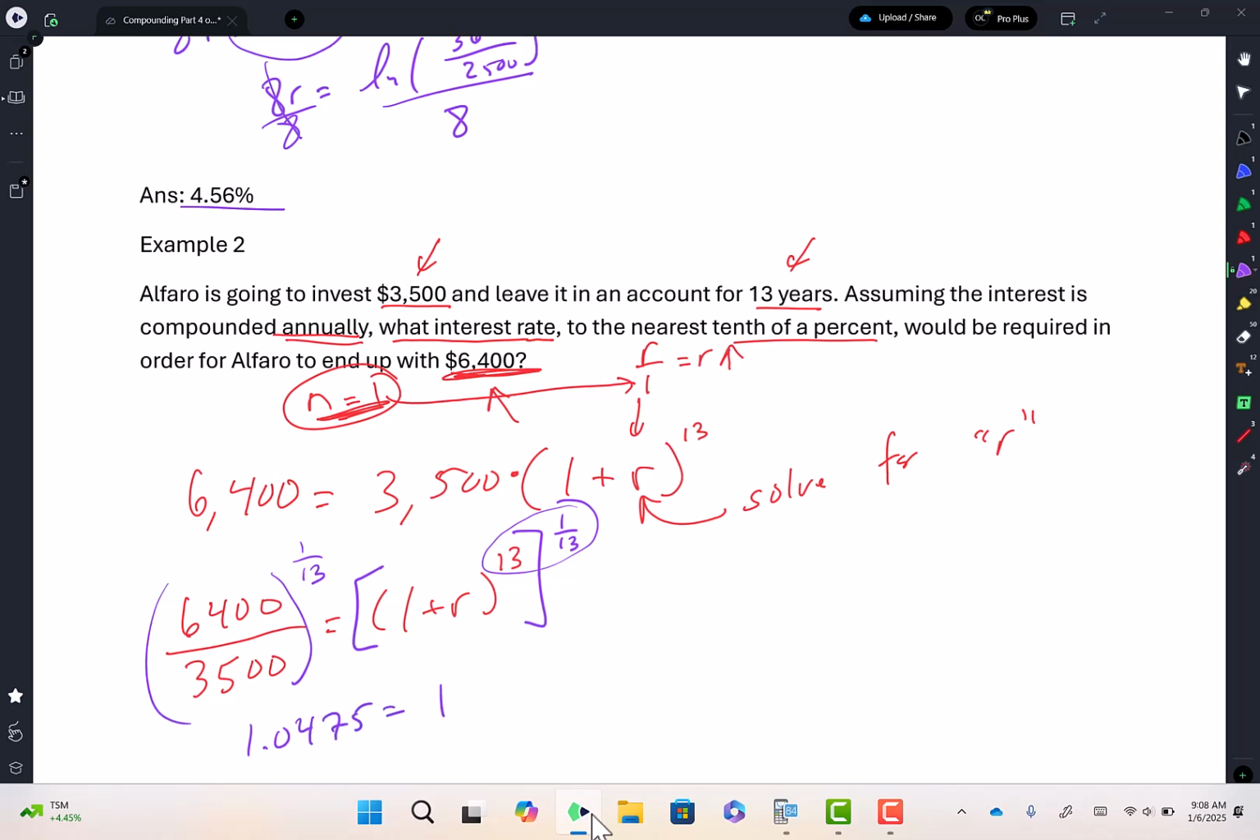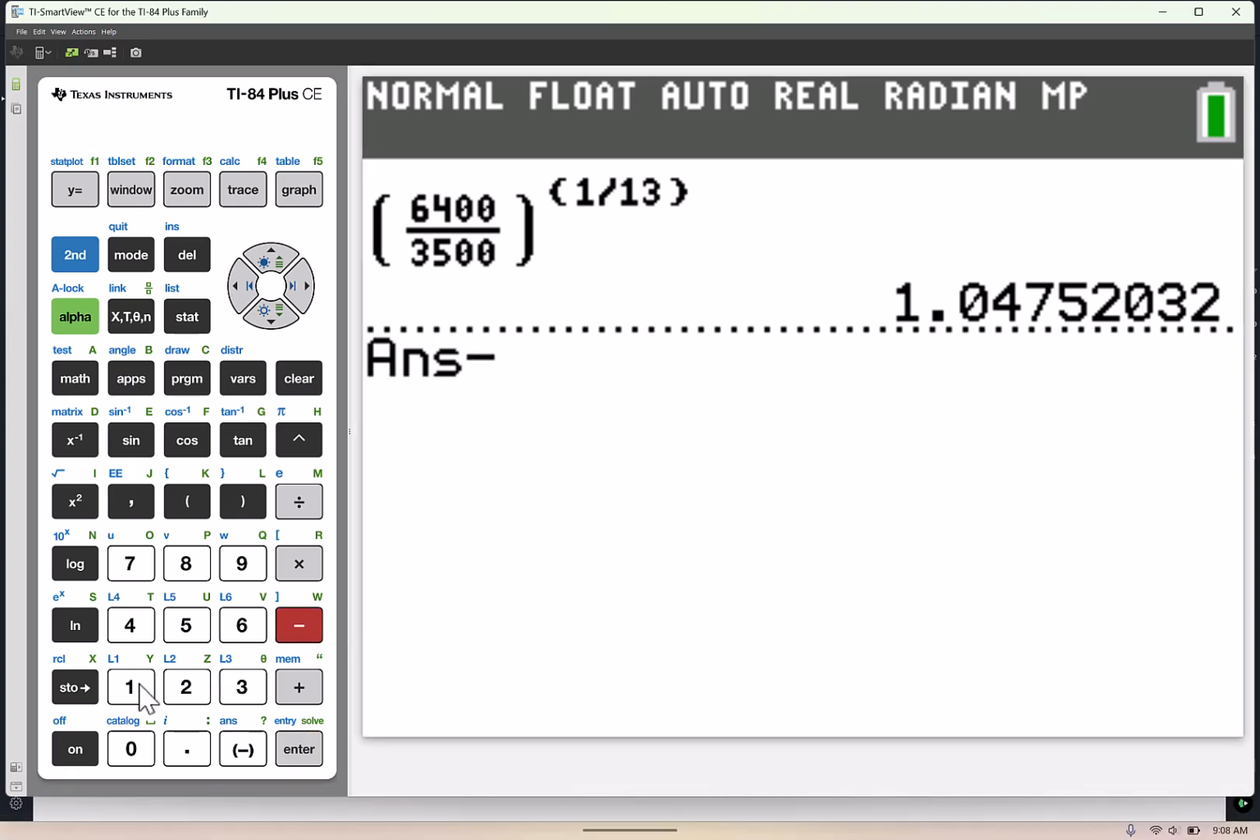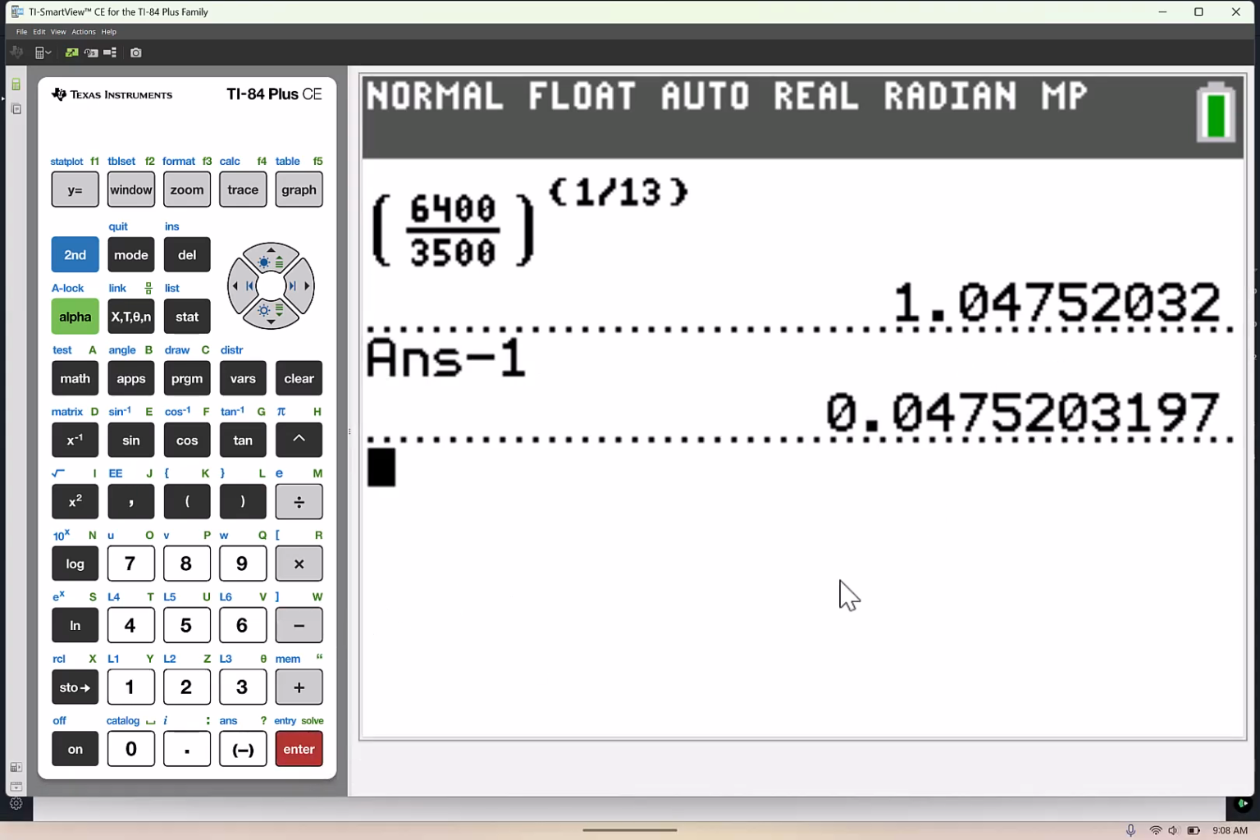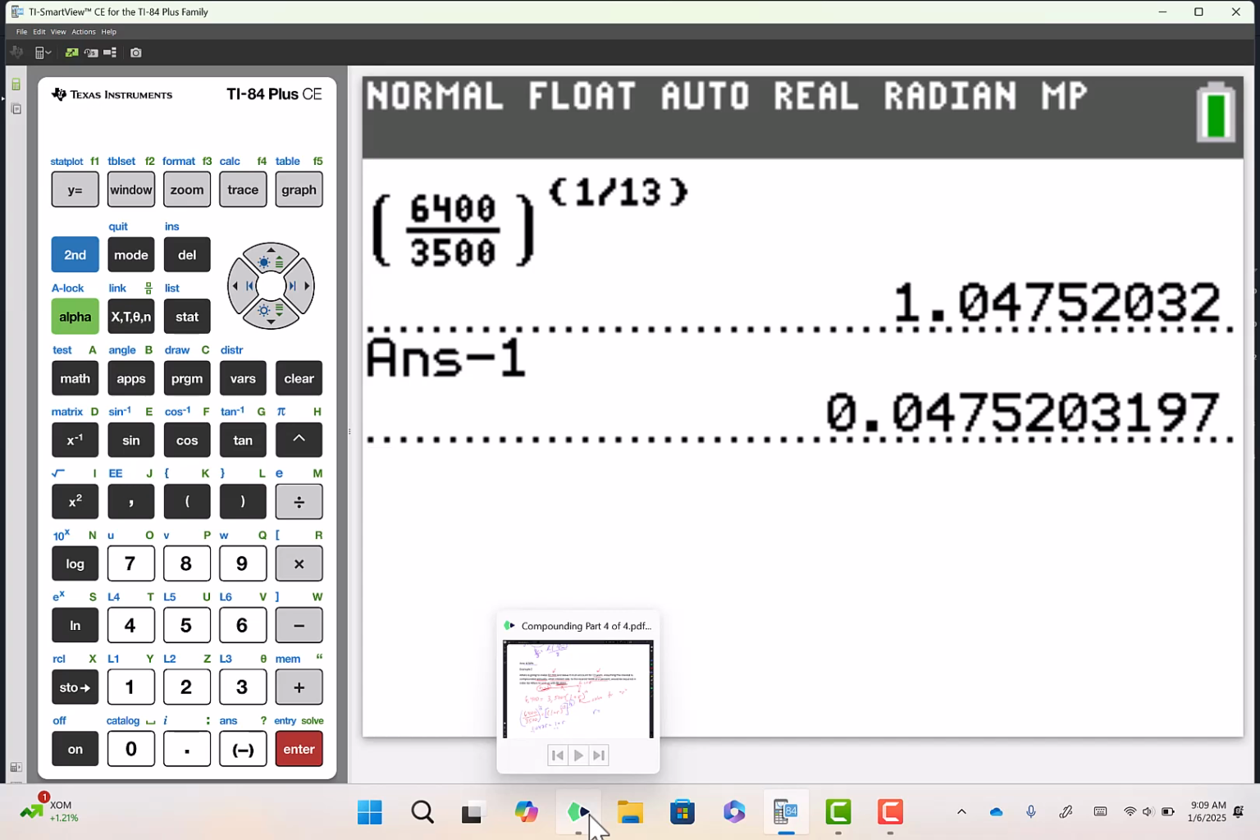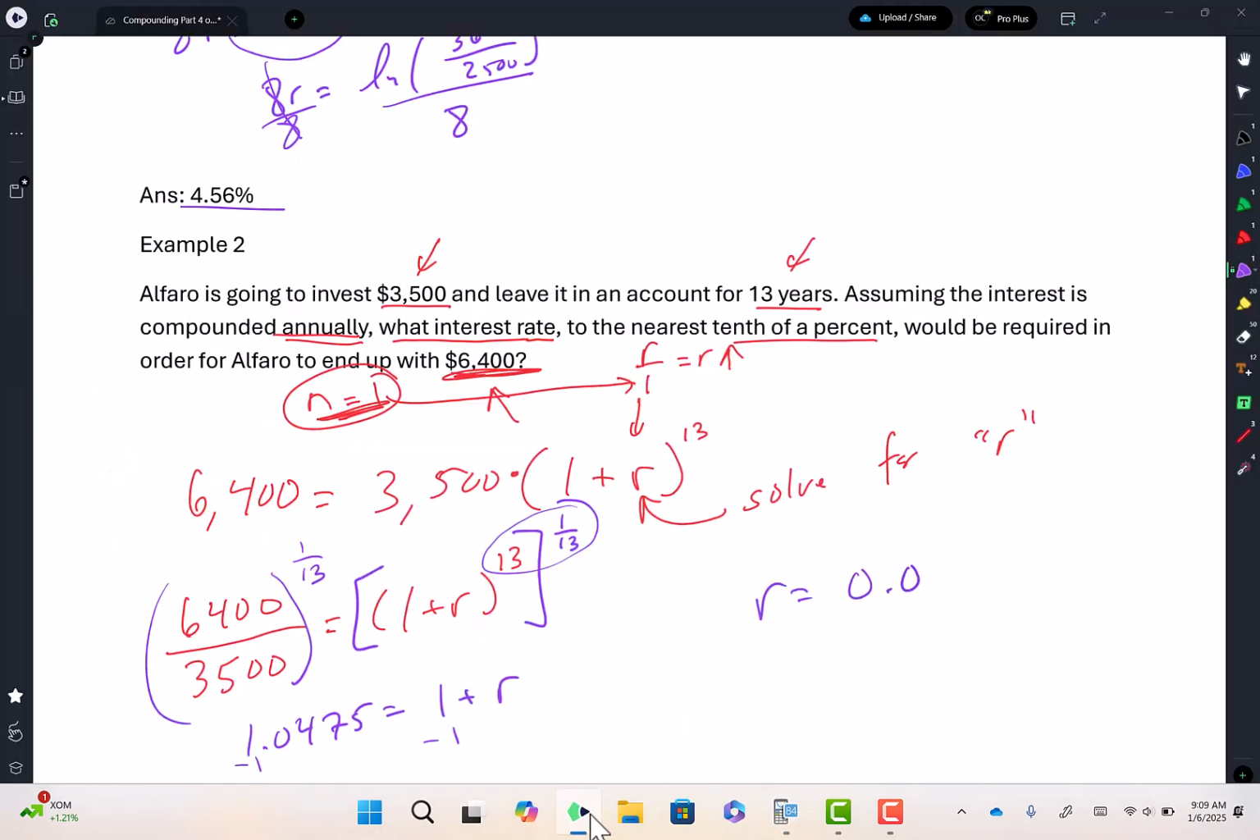1.0475 equals 1 plus r. I'm going to subtract 1. So r equals, here it is, and there's my answer: 0.04752. Just multiply by 100, guys, to turn it into a percentage.